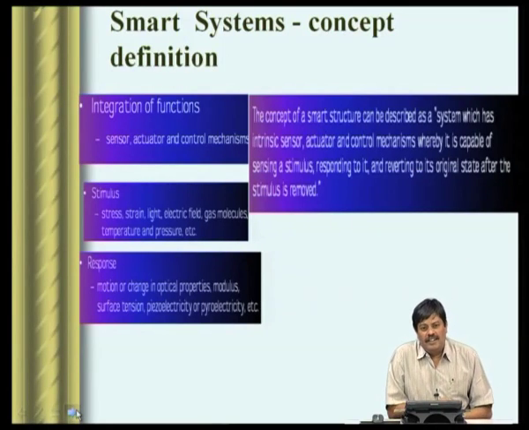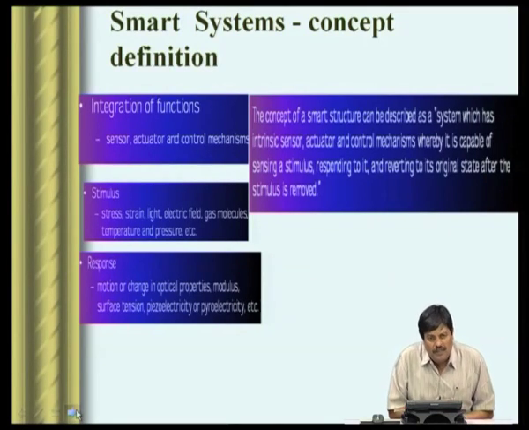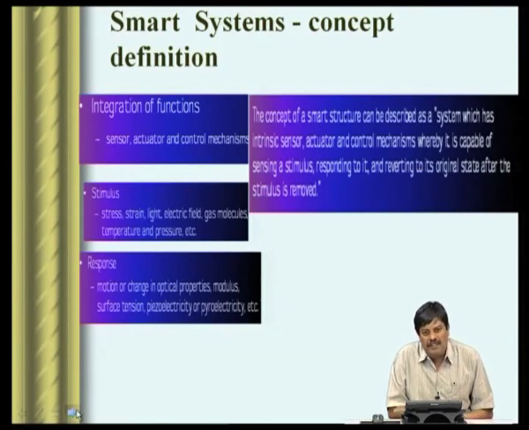Now, let us discuss the smart system concept per se. We want a system that is smart. So what should it do? It has to integrate functions, for which it requires sensors, which are made of certain materials called smart materials, which we will discuss a little later. It has actuators, which are called smart actuators, which we will again discuss a little later, and it also has a control mechanism to integrate these functions.